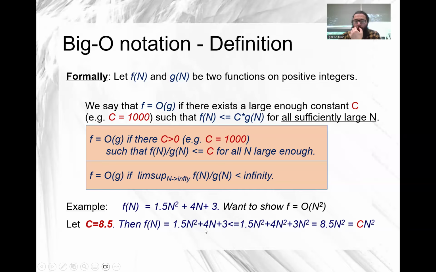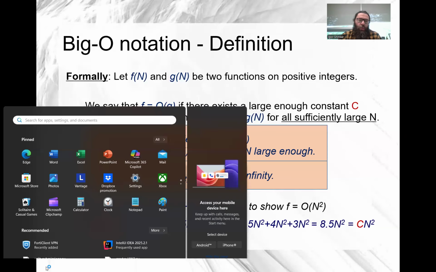So what do we do? Well, let's see. I just copy 1.5 n squared as is. 4n is less than 4 times n squared, and 3 is less than 3 times n squared. So now all terms are n squared, and we can just sum them up. We get 8.5. We didn't have to take 8.5. We could take c to be 9. In fact, if you ignore a few small values of n, we can take c to be 2, for example. Let me try to show this.